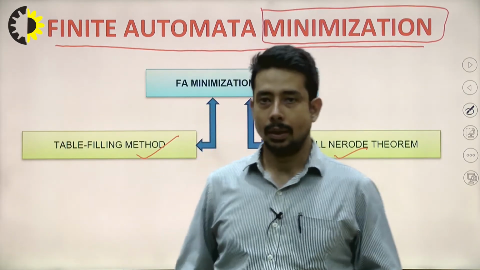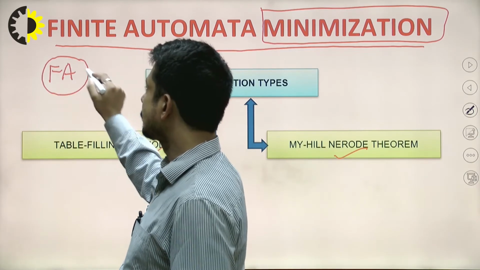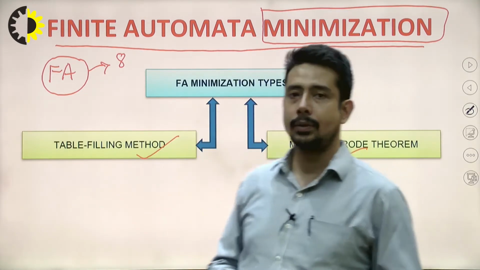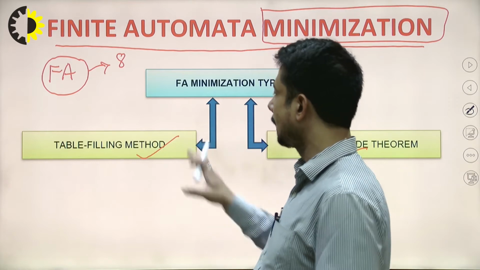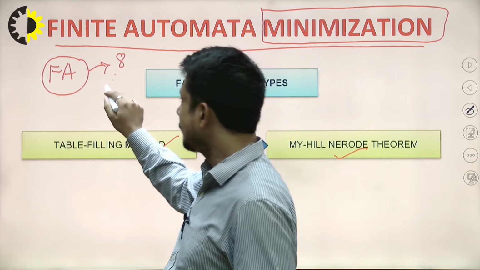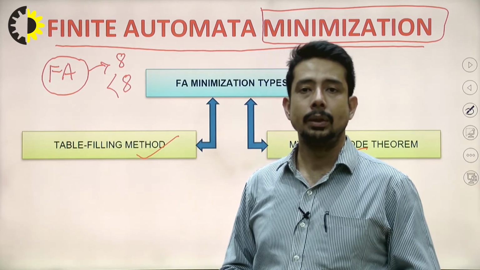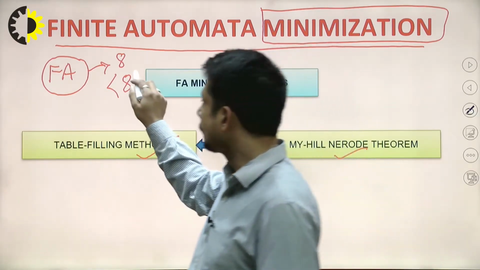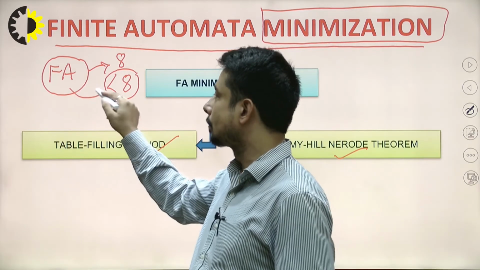Suppose you have a particular finite automata with overall 8 states, and there are different transitions happening between these states. Somehow we have tried to get an optimal algorithm with the help of which we can get a finite automata with fewer than 8 states, and that automata also explains the same language. Then why not go with fewer than 8 states? That is known as minimization of a finite automata.